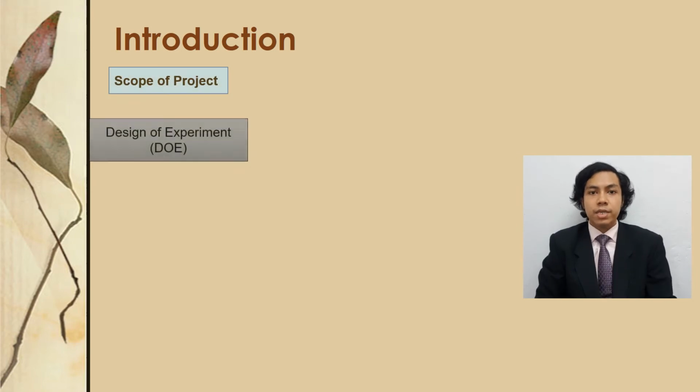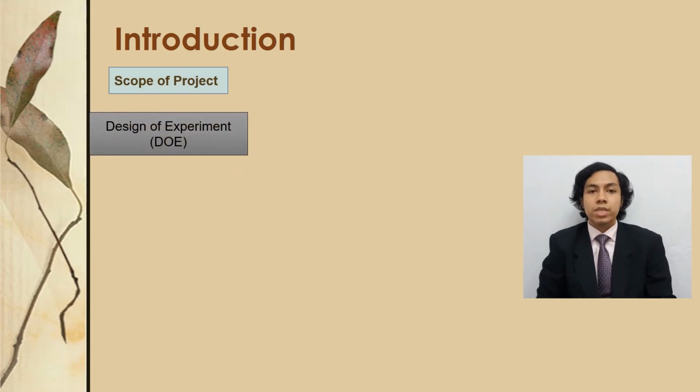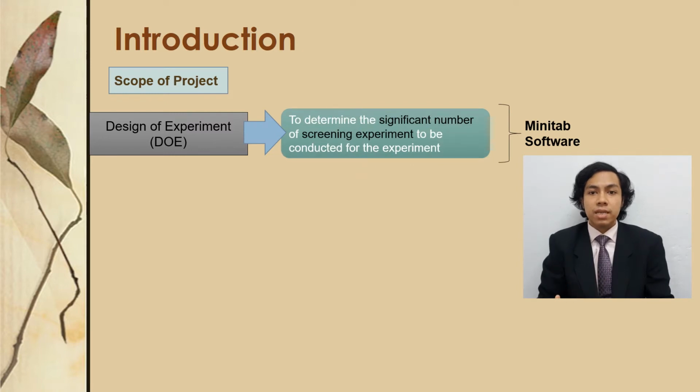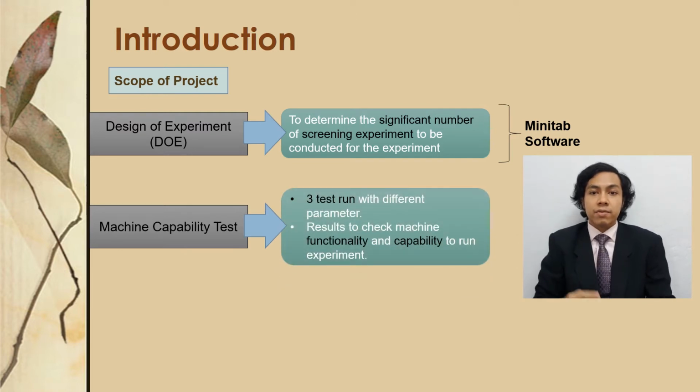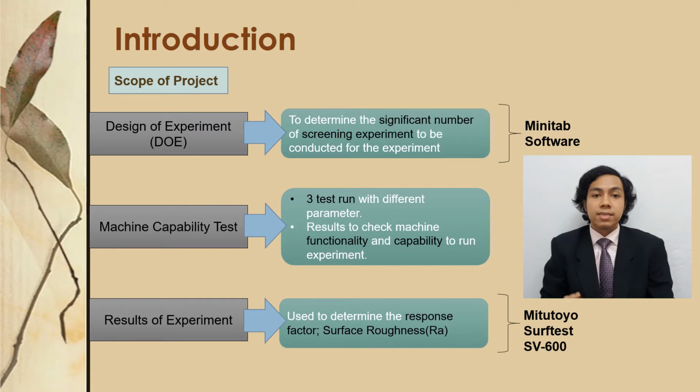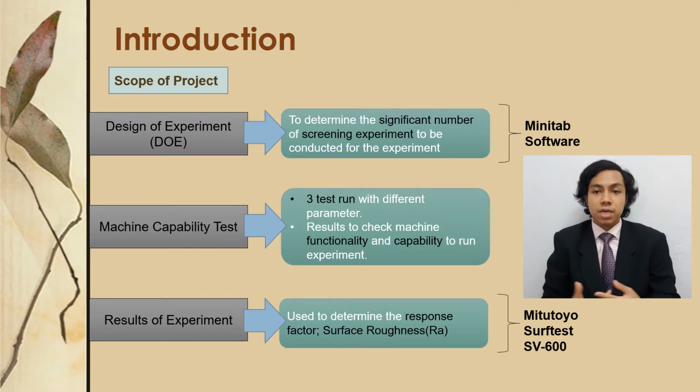Design of experiment DOE in Minitab software will be used to determine the significant number of screening experiments to be conducted for the experiment. Machine capability will be tested before running the experiment by using three 5mm ABS plastic plates. Results of this experiment are used to analyze the data and predict the quality of product produced. Thus, the suitable parameter of vacuum forming 5mm ABS plastic plate will be obtained. The selected parameters are voltage of vacuum suction, number of heaters used, oven temperature, heating distance, and suction time.